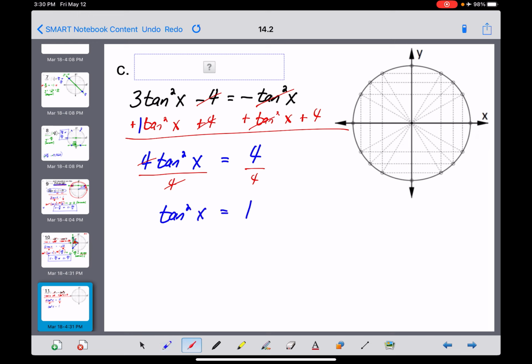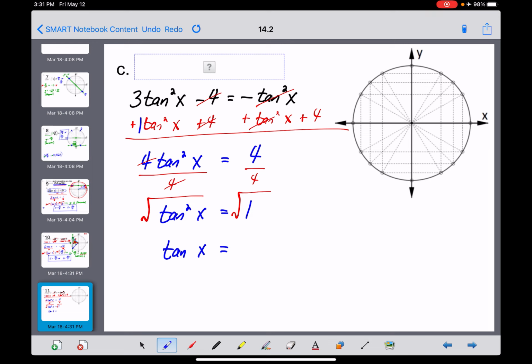And now the fun part. To get rid of the square, remember guys that even though we write it as tangent squared of x, what that really means is tangent of x, and then the whole quantity is squared. We're now going to take the square root of the left and the square root of the right. So on the left side, the square and the square root cancel, and we're just going to get tangent of x. And on the right side, you got to be careful here, guys.